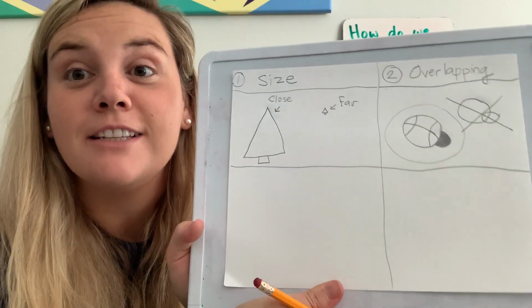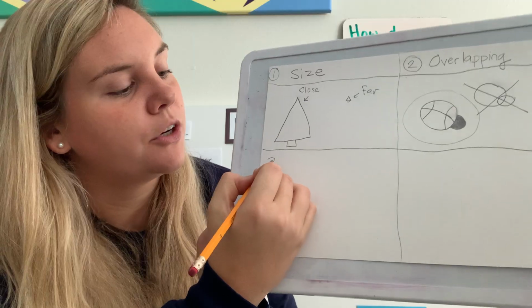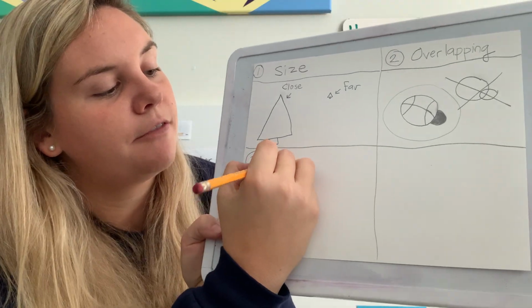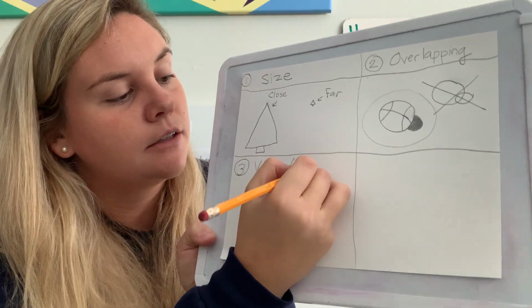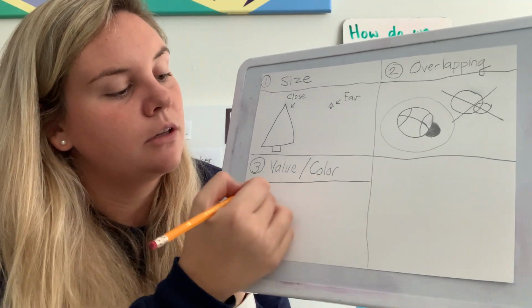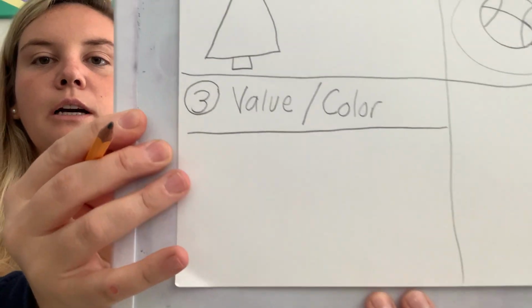The third one is very cool. So we're gonna draw 3 here. I want you to write value and color. And I'm just gonna draw a line. This is how you spell value and color.